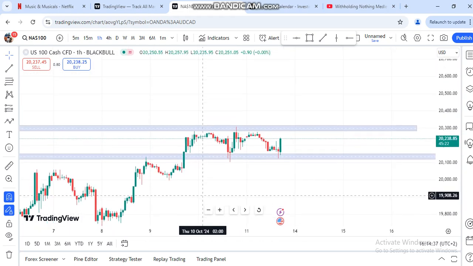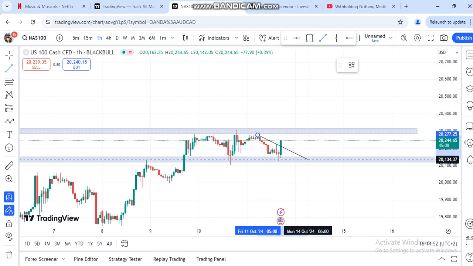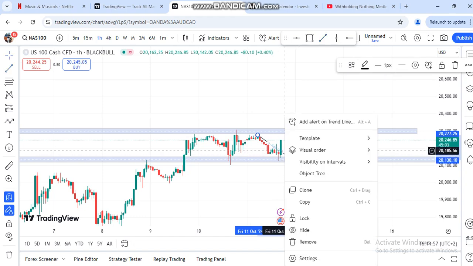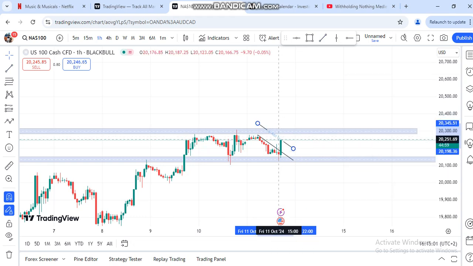Okay, now we are on 1 hour time frame, and on 1 hour time frame, we need to identify a channel inside this consolidation. That's one thing that I do, guys. I normally use channels and find out if maybe one of my channels has been violated.